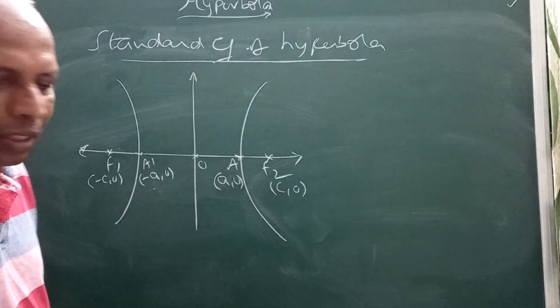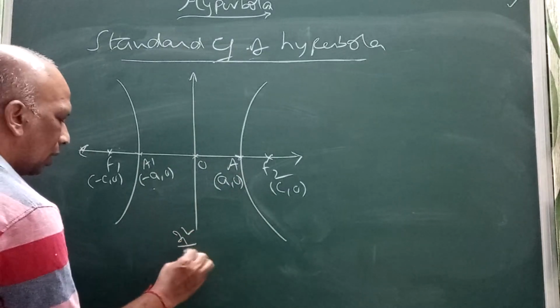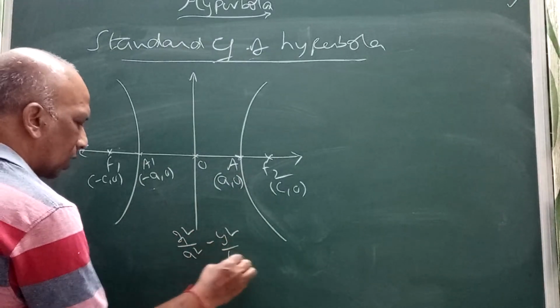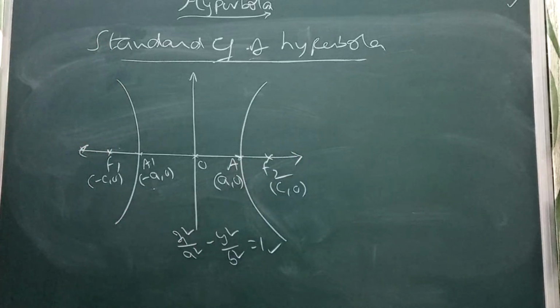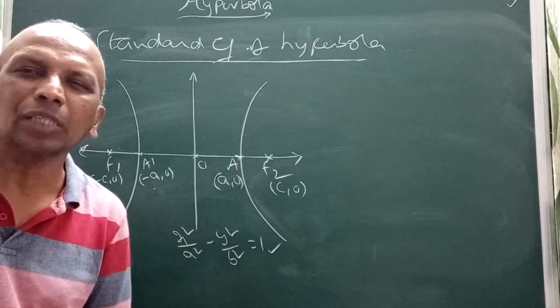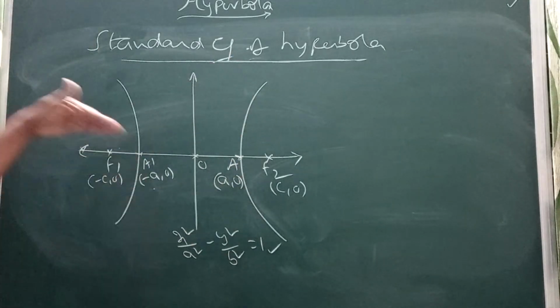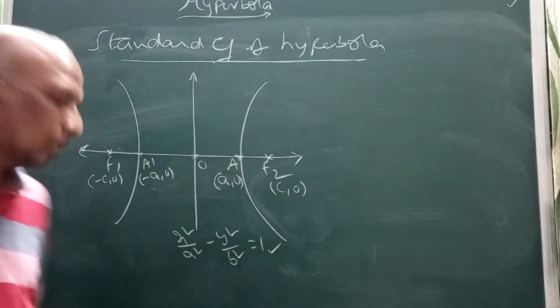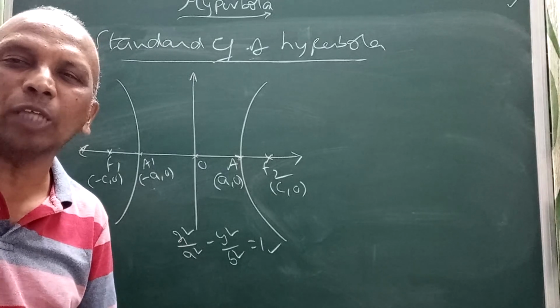What about this equation? This equation we can always write as x square by a square minus y square by b square is equal to 1. That will be the equation of this hyperbola, whenever the transverse axis is along the x-axis. And also remember, the coefficient of x square is positive.